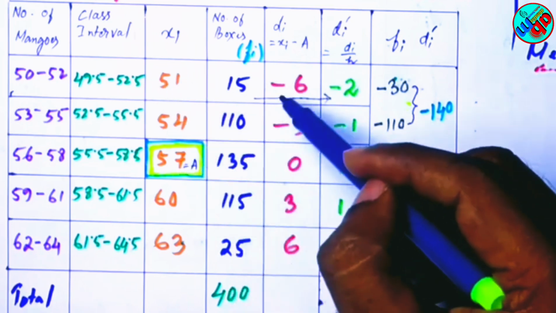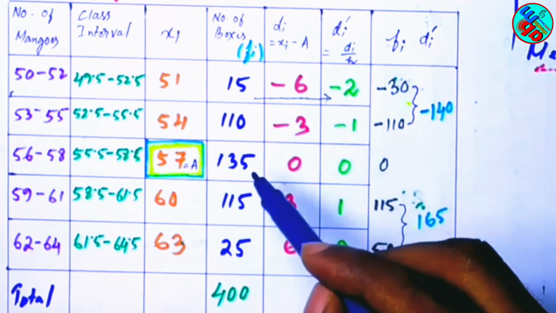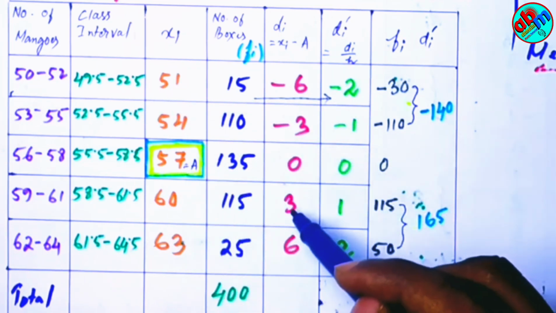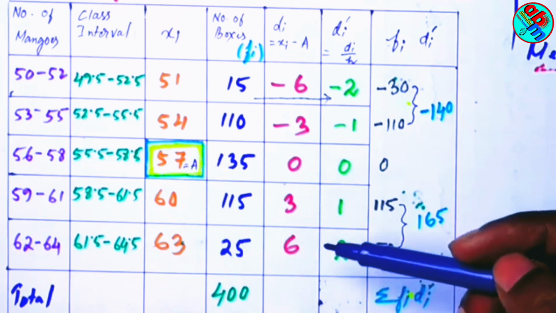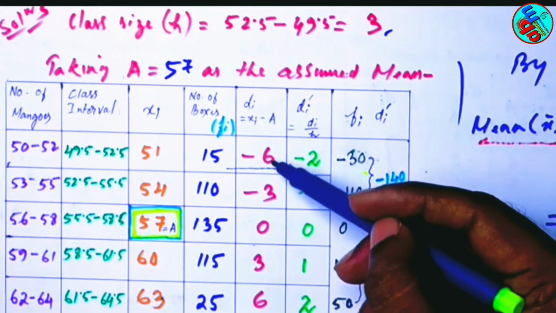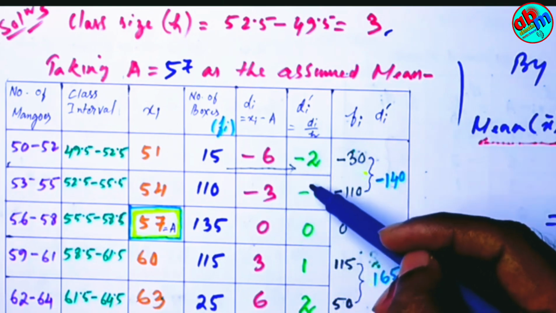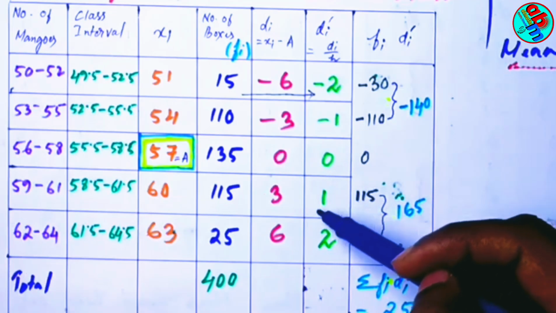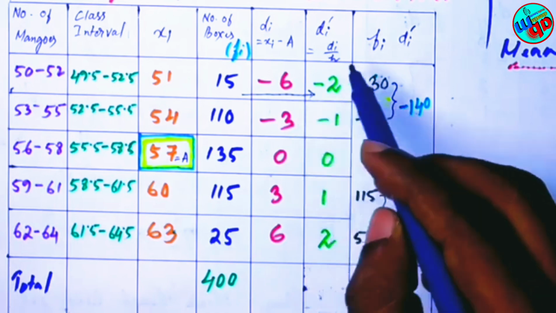So 51 minus 57 is minus 6, 54 minus 57 is minus 3, 57 minus 57 is 0, 60 minus 57 is 3, 63 minus 57 is 6. So we divide this minus 6 by 3 to get di dash. So 3 2s are 6, 3 1s are 3, which has a minus sign, 0, 3 1s are 3, 3 2s are 6. So we calculated fi di dash.